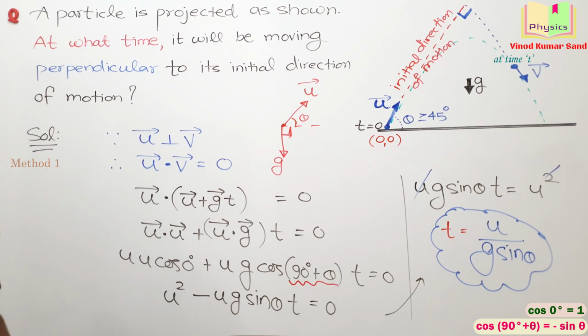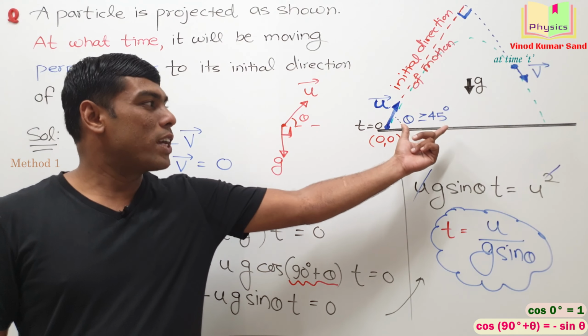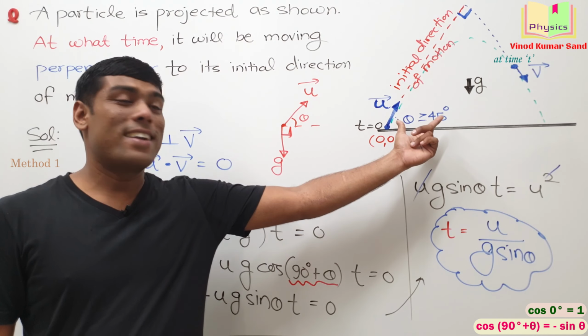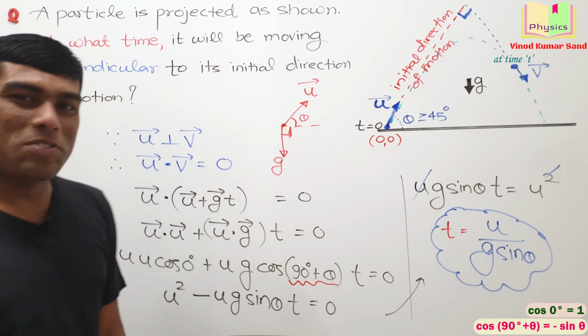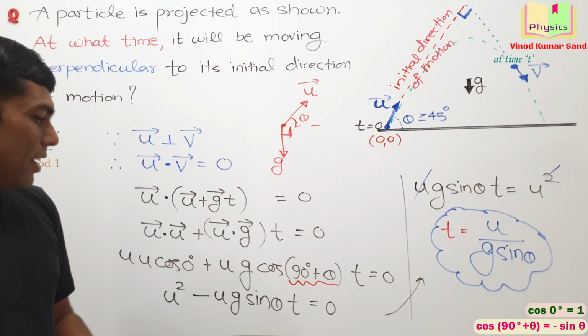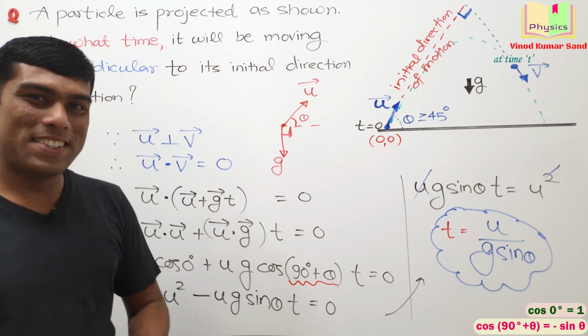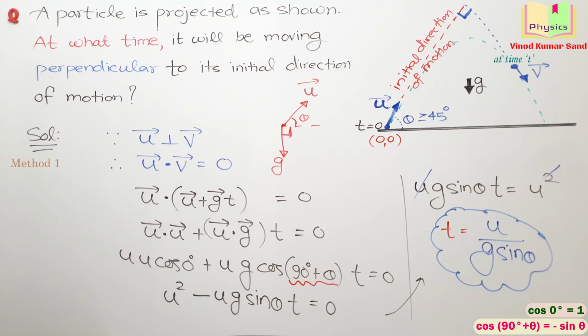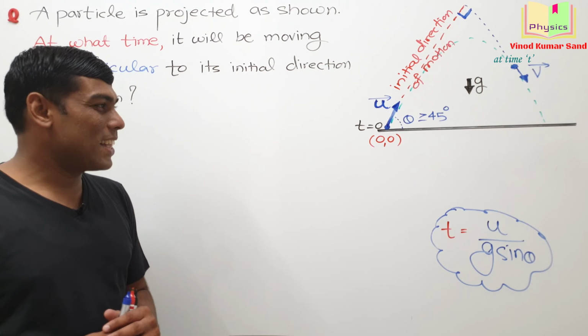If you wish, you may note it down. Then I'll be proving why theta has been taken greater than or equal to 45 degree. That proof is also simple once you note it down. I hope you have noted down the things.